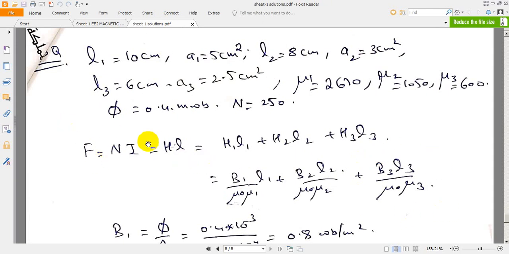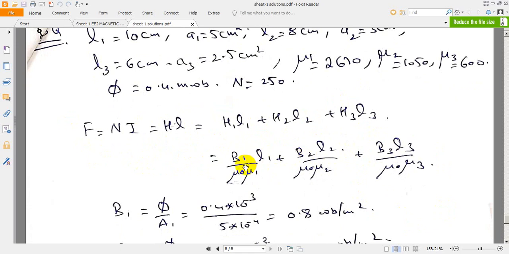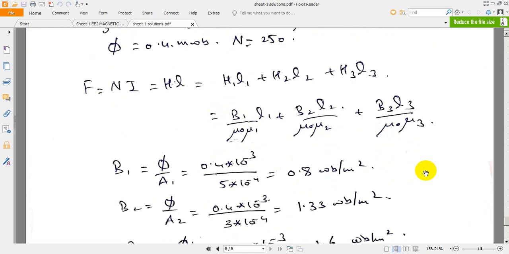We know F is equal to N into I and magnetic field intensity into length, which is equal to, as we are having three different cross sectional areas and three different materials, you can write it as H1L1 plus H2L2 plus H3L3. B1 by H1 can be replaced as B1 by mu naught mu1 into L1, B2 by mu naught mu2 into L2 plus B3 by mu naught mu3 into L3.